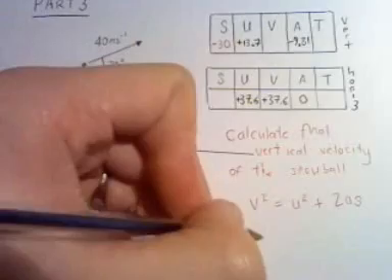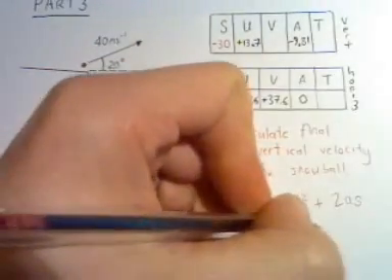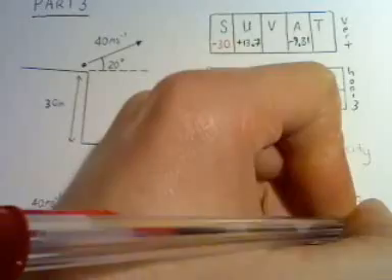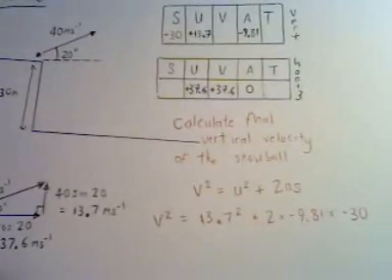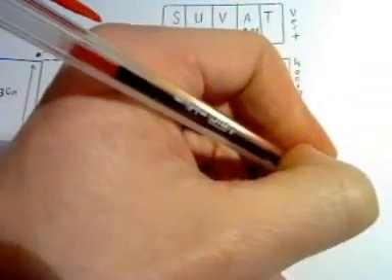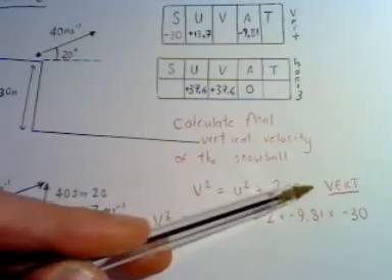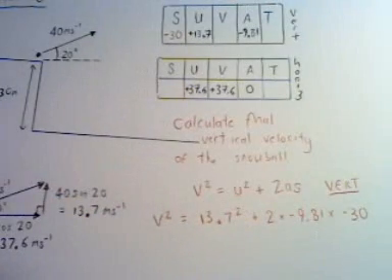V squared equals 13.7 squared plus 2 times minus 9.81 times minus 30. Just bring that onto the page there. Remember, with an equation it's always best just to indicate whether you're applying it to the vertical or the horizontal. All the information in here should be applied to the vertical.